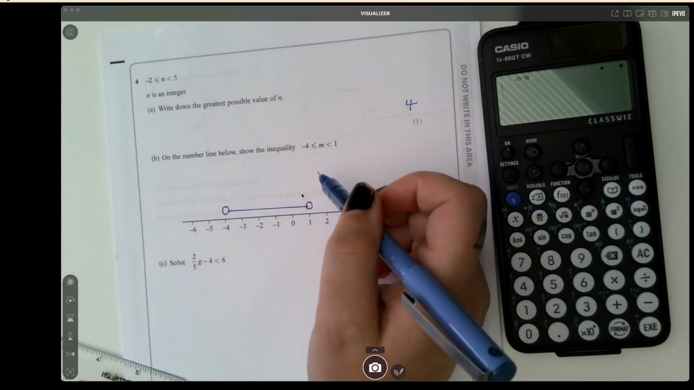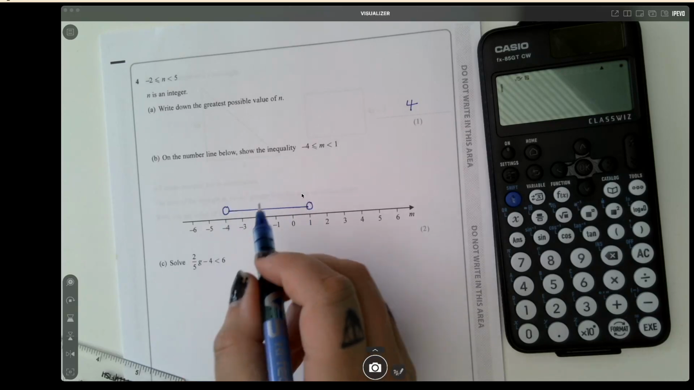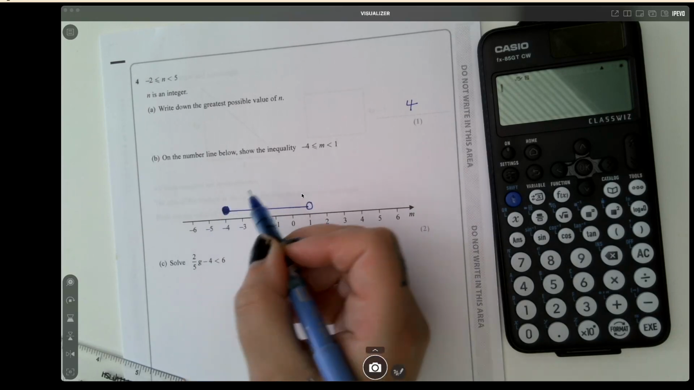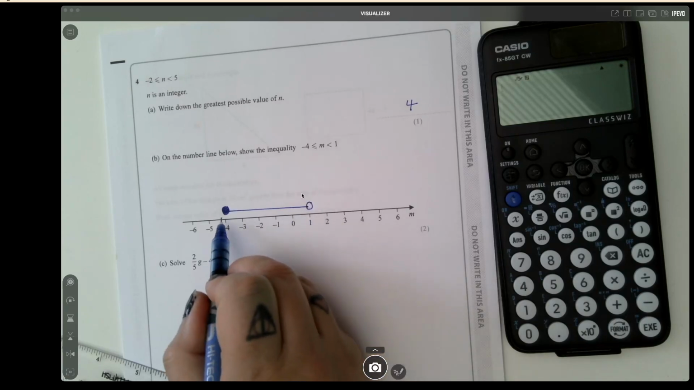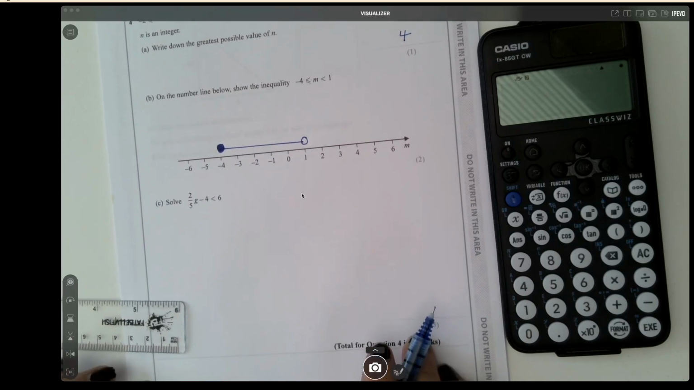So our range of values, and then we're going to look to see if we need to complete any of these circles, if we need to fill them in. So this is less than or equal to, so that's a filled in circle. This is less than, so that's not a filled in circle. So if it's an equal to symbol, we fill it in. If it's not, we don't.